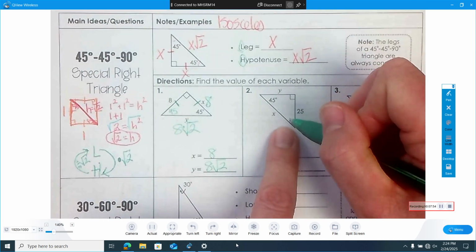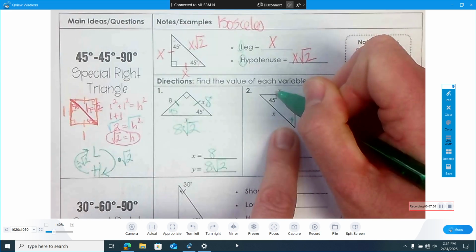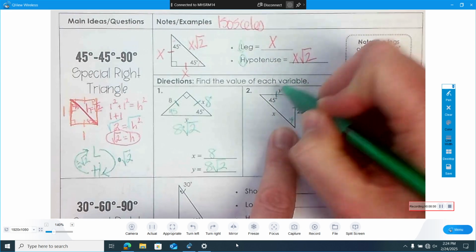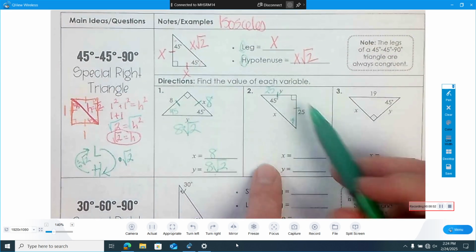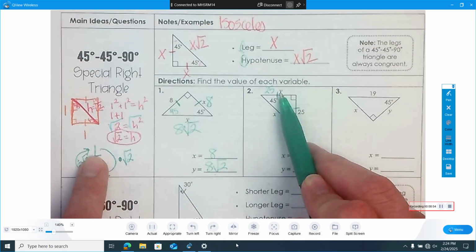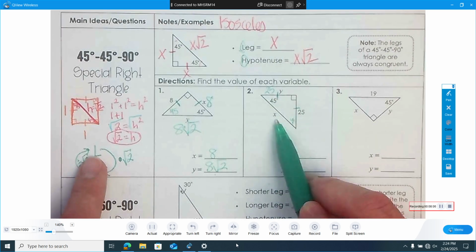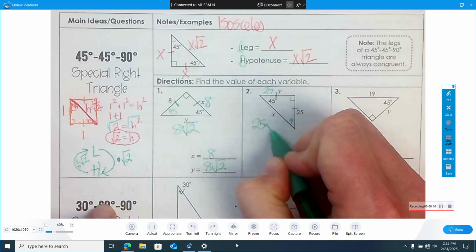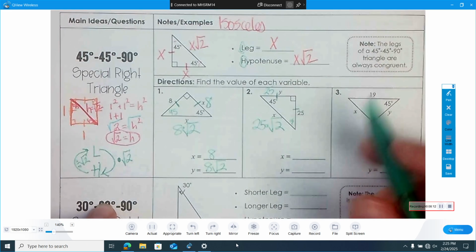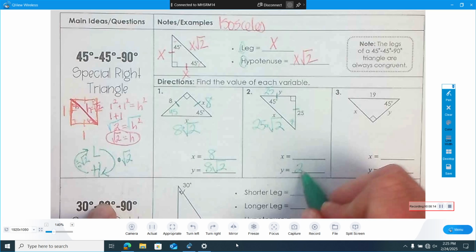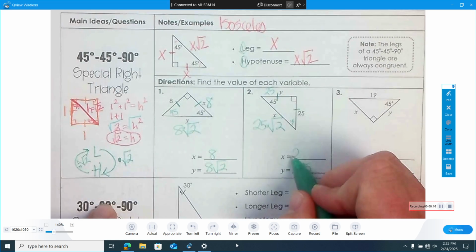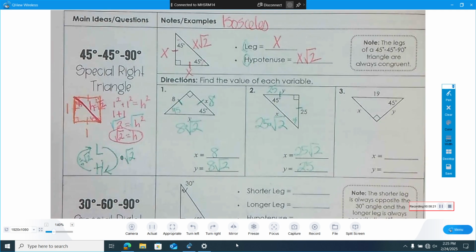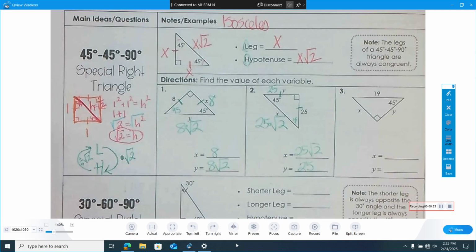It's a 45, 45, 90 triangle, which means we have two congruent legs. What is y? 25. All right? So we have the legs. How do we get to the hypotenuse? Yeah, the leg times radical 2. That's all it is. So in this case, the y was 25 and the x is 25 radical 2. Is this easy or hard? This is not too hard.